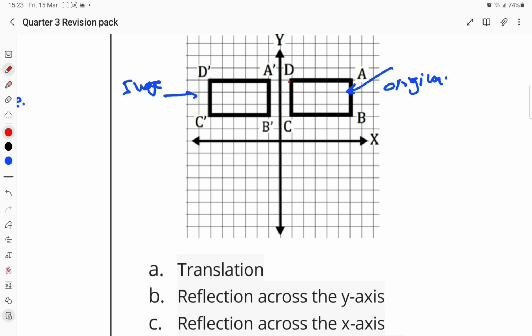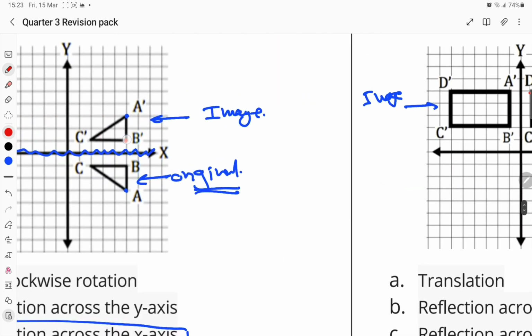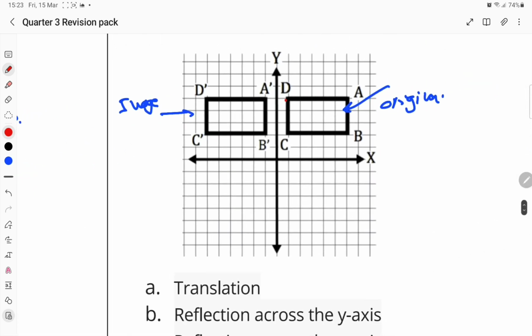Is it reflected? No. It is not reflection. Why? Here I said reflection. Yes, B, B prime, C, C prime. This is reflection. Both of them are close to the x-axis. And then A is far away. Here, you will notice that A prime with A, both of them are not the same distance from the y, so we cannot say it is reflection across the y-axis. So what happened? A moved to A prime, D moved to D prime, C moved to C prime. So actually it is translation.